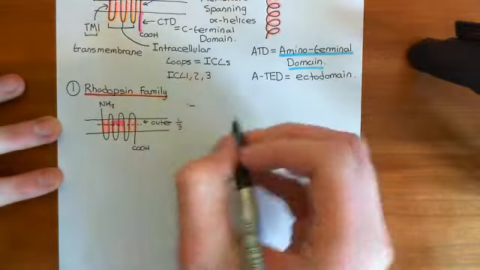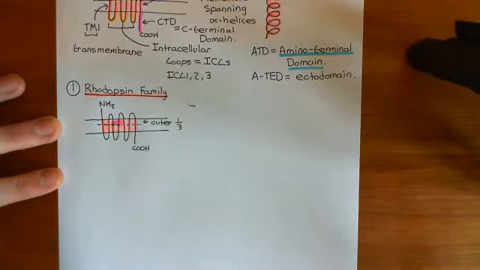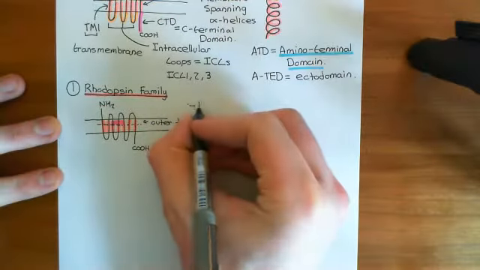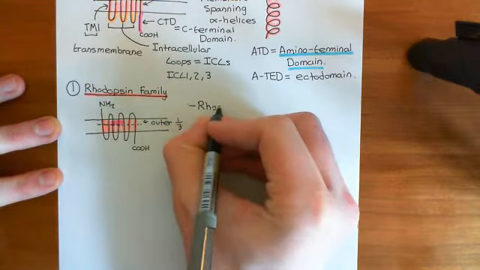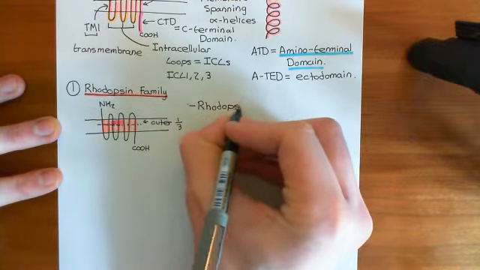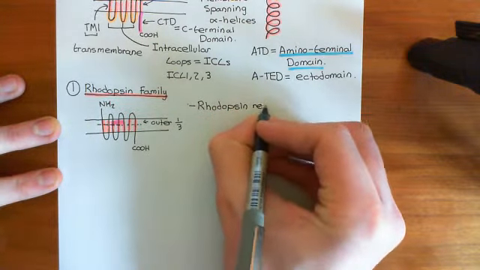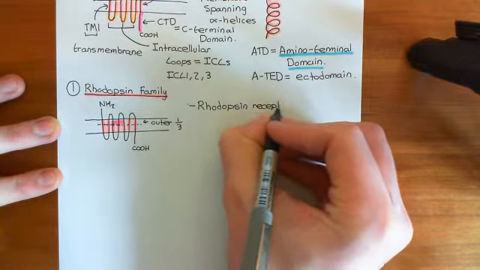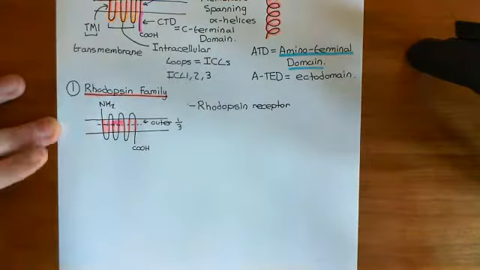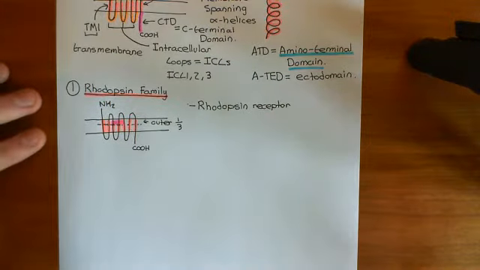Okay, so examples of G-protein coupled receptors that are within this family. So the rhodopsin receptor itself, which is the receptor after which the entire family is named. This is a rhodopsin family G-protein coupled receptor. It is the receptor in the rod cells of the retina that responds to light. It's an incredibly well-studied G-protein coupled receptor, and that's why this whole family is named after it.